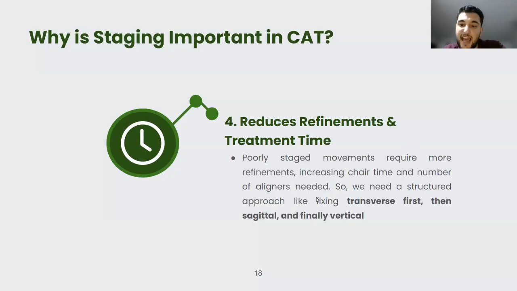As a general rule, you can go by a structure similar to treating the transverse malocclusions first, moving to the sagittal or anterior-posterior, and finally moving to the vertical correction of the malocclusion.